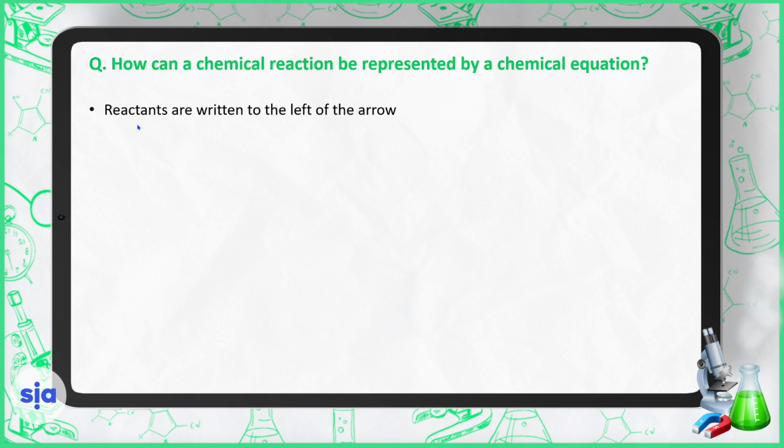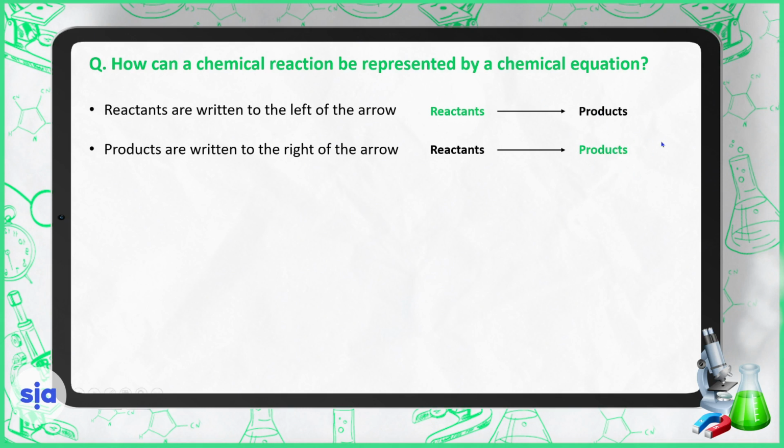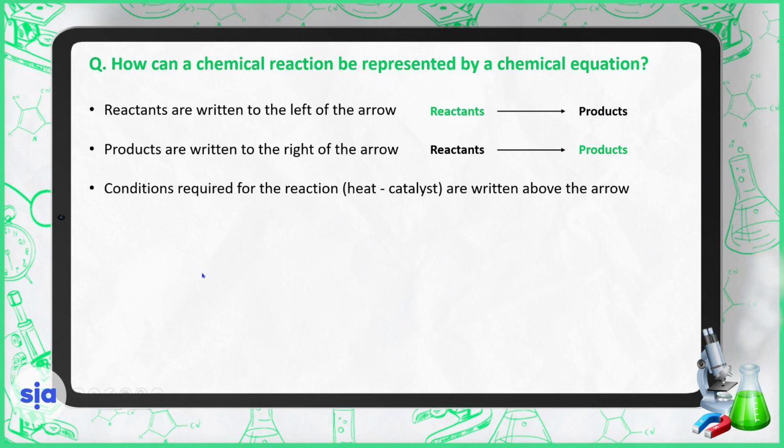Reactants are written to the left of the arrow. So we have reactants and we have products. The reactants are always to the left of the arrow, or before the arrow. Products are written to the right of the arrow, or after the arrow. Conditions required for the reaction, for example heat or a catalyst, are written above the arrow.